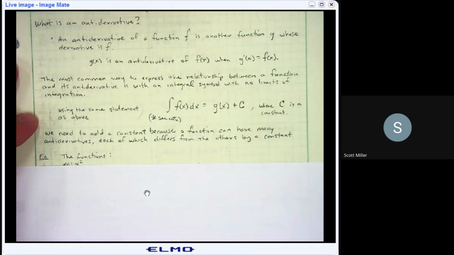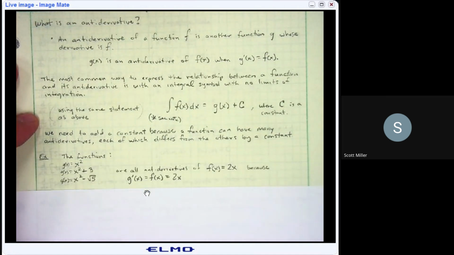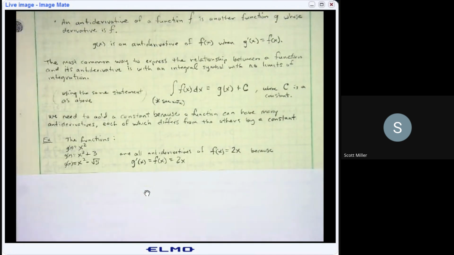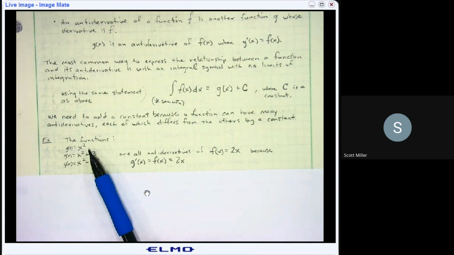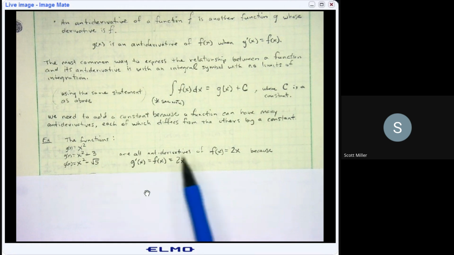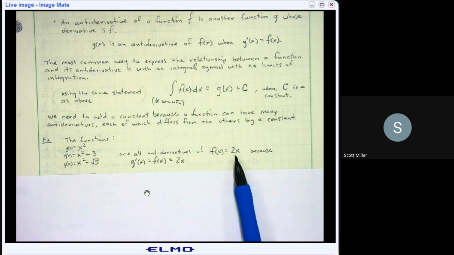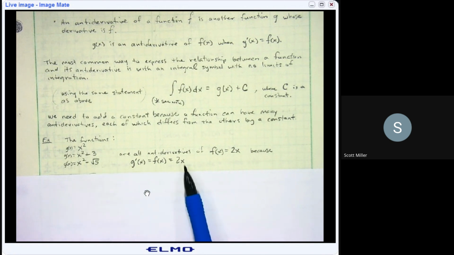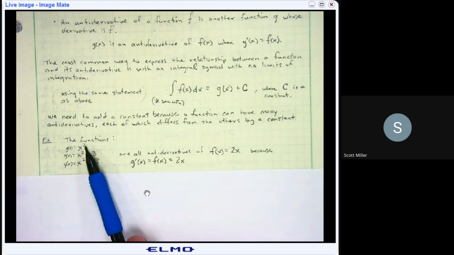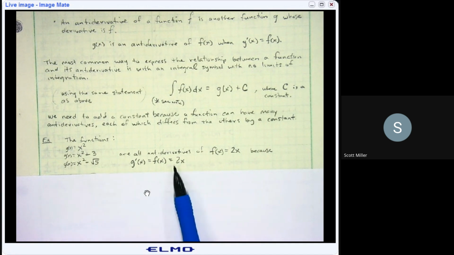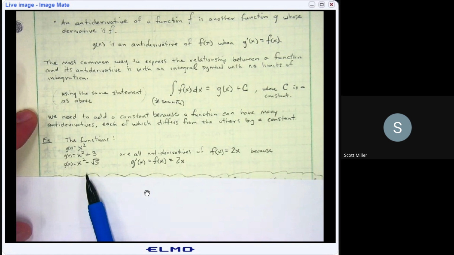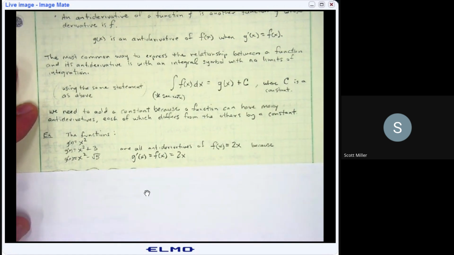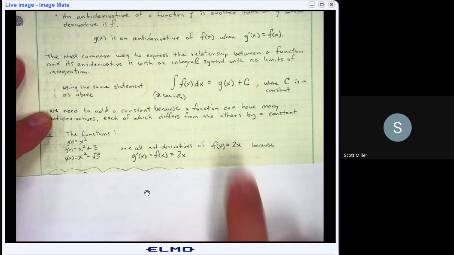Here are some functions. Let's take a look at these and walk through them. x squared, x squared plus 3, x squared minus the square root of 5. All of these are antiderivatives of 2x, because if I take the derivative of all of those, they will all equal 2x. So this is what I was referring to up here. They can all differ by a constant, and I will end up with the same derivative for all of those. So that means we can have more than one antiderivative of a function like this.